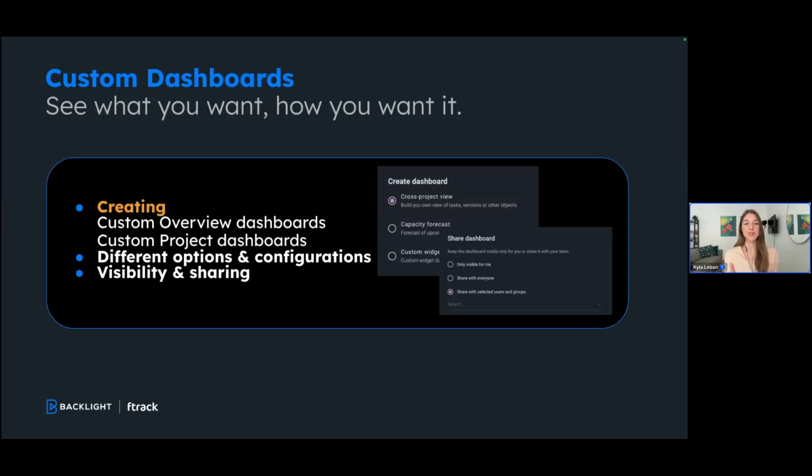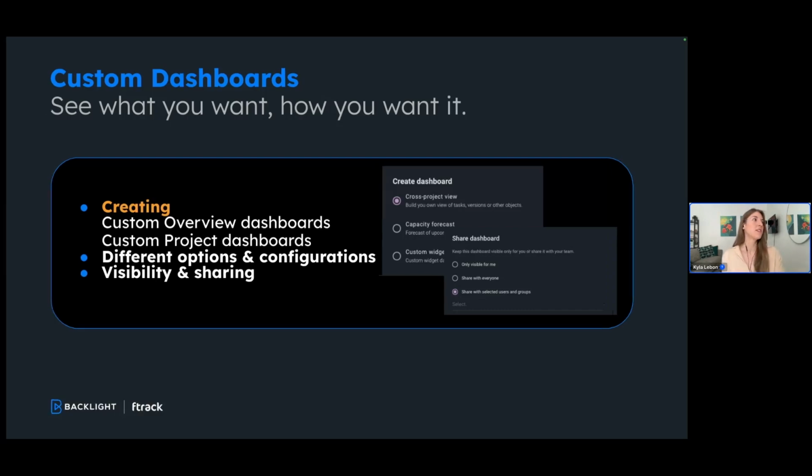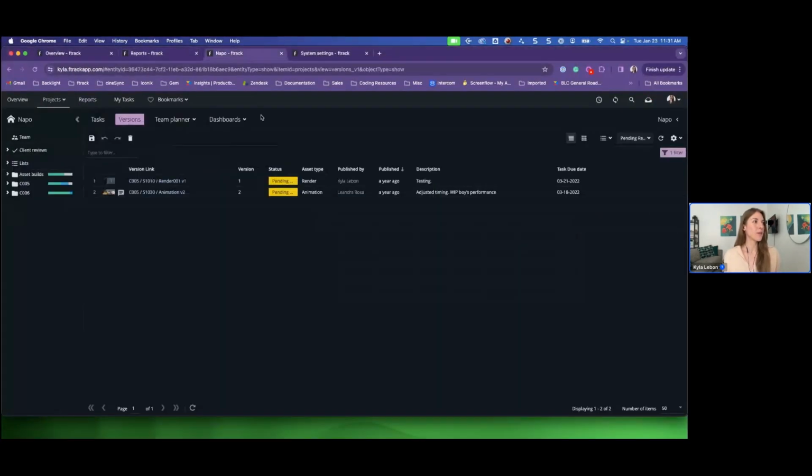And of course, very similar to our task spreadsheet and our versions page, we can also share these out with other team members if these are going to be views that are useful to them. So we're going to start off with the project dashboards first, since we're a little bit more familiar with the areas on an individual project in the Ftrack UI, and then we'll hop back over to the overview page because there's quite a bit more we can cover there. So let's go back to Napo over here.